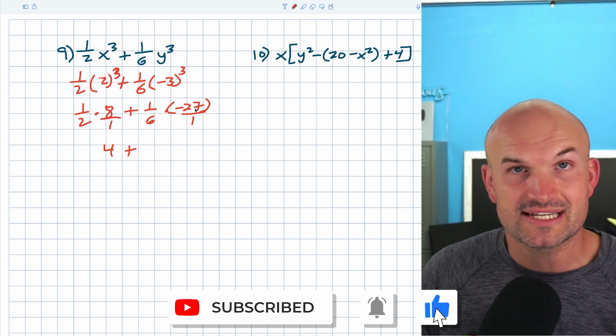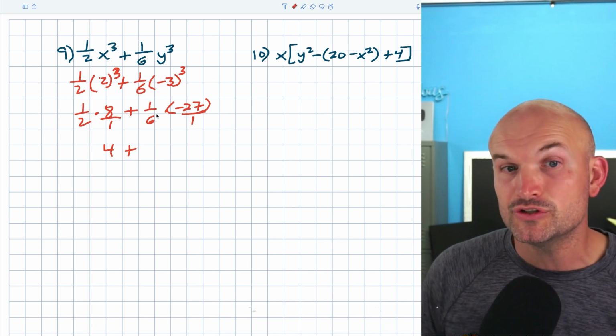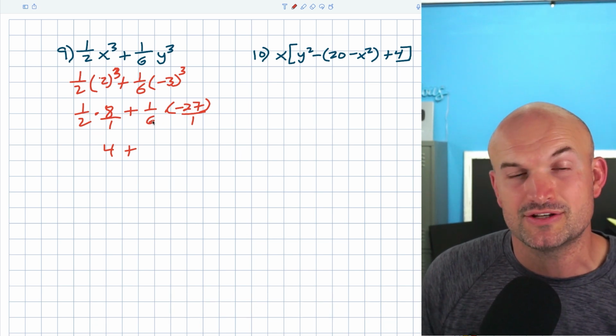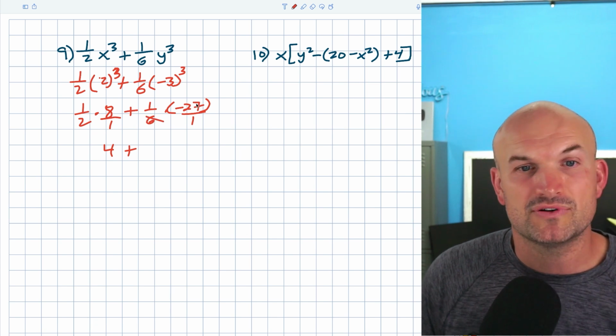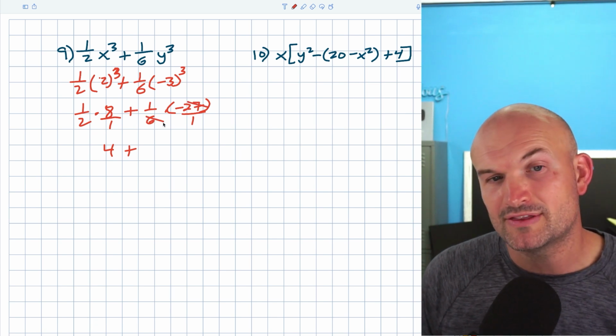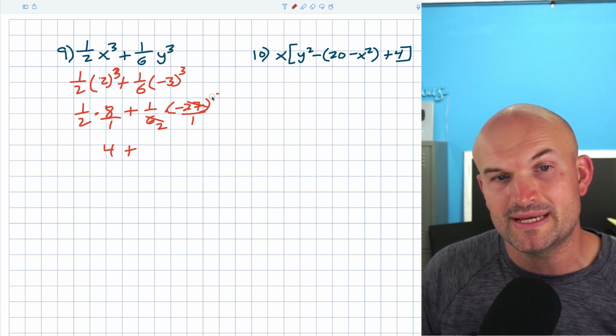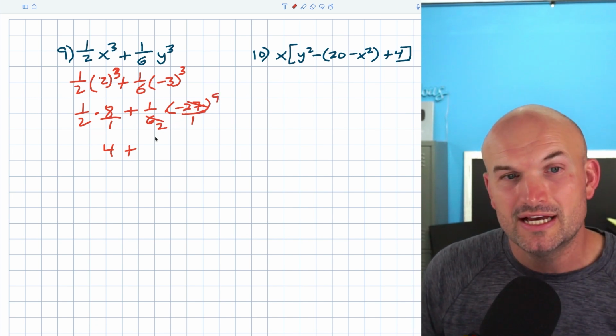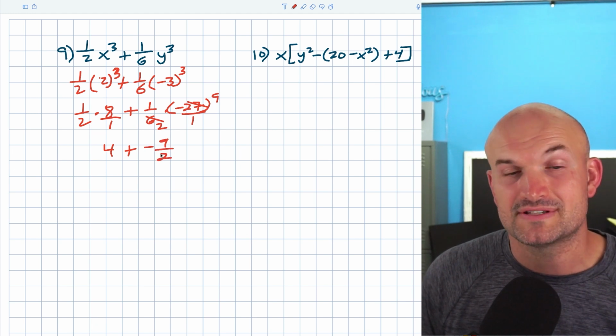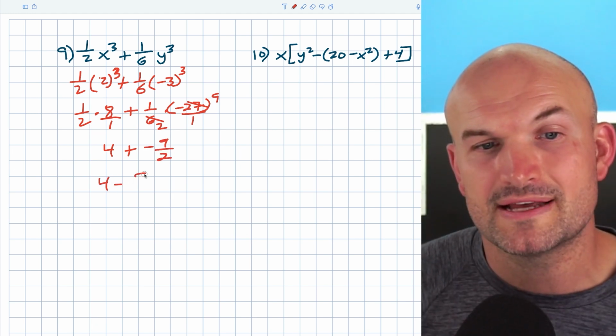Plus now here, 6 doesn't evenly divide into 27, right? However, you can reduce a 3 on the top and bottom, right? So you can basically divide by 3 on both sides. And when doing that, you divide 6 by 3, that's going to be 2. And dividing out a 3 in the numerator up here is going to be 9. So this is basically going to turn into -9/2. So therefore I have 4 minus 9/2.